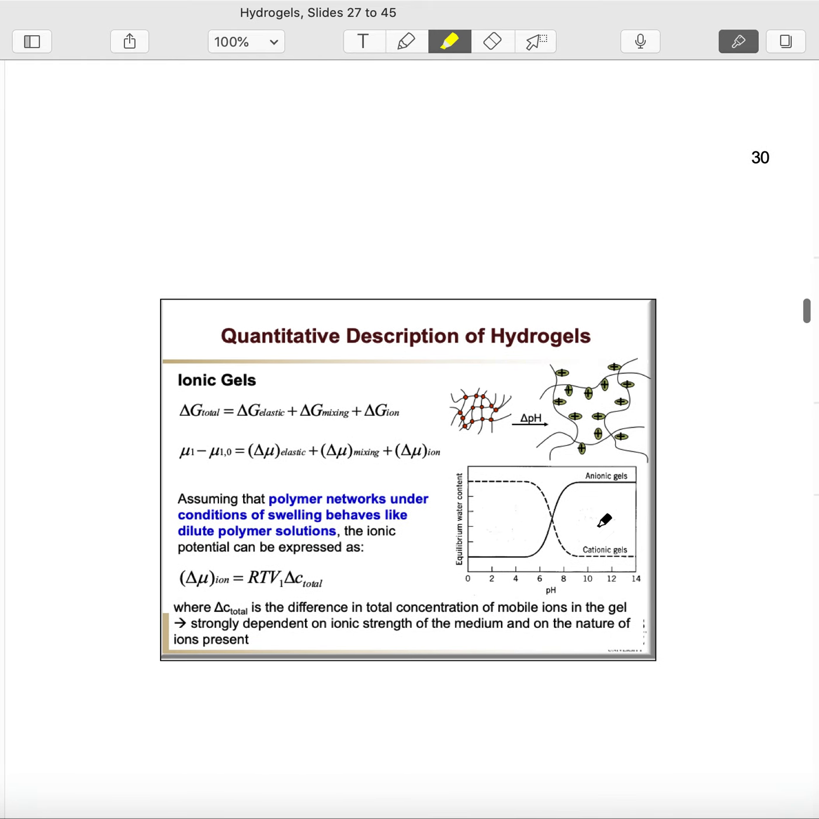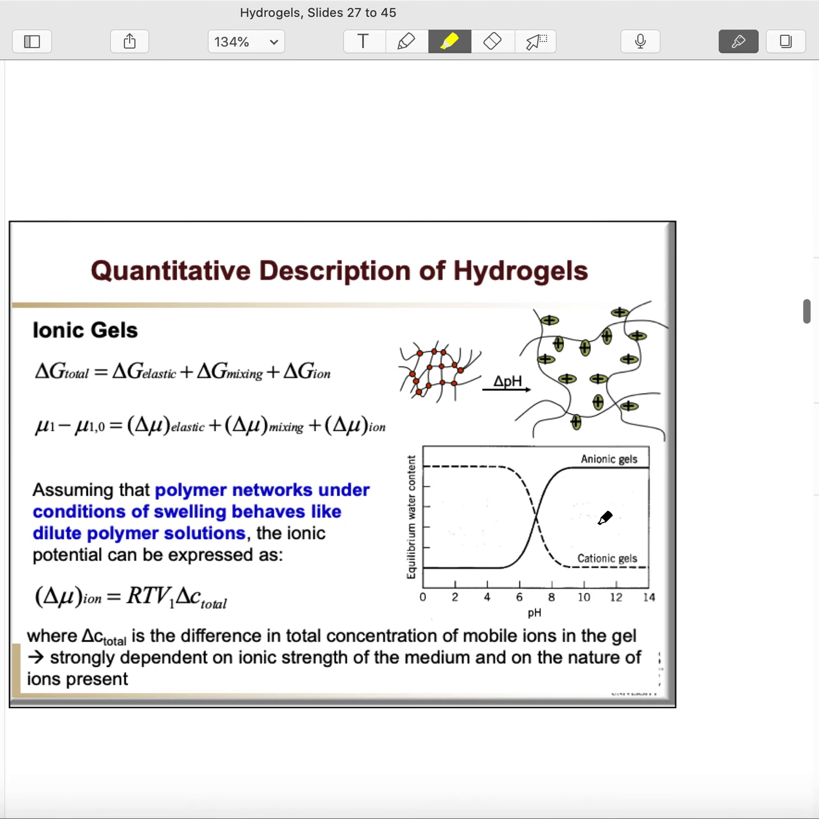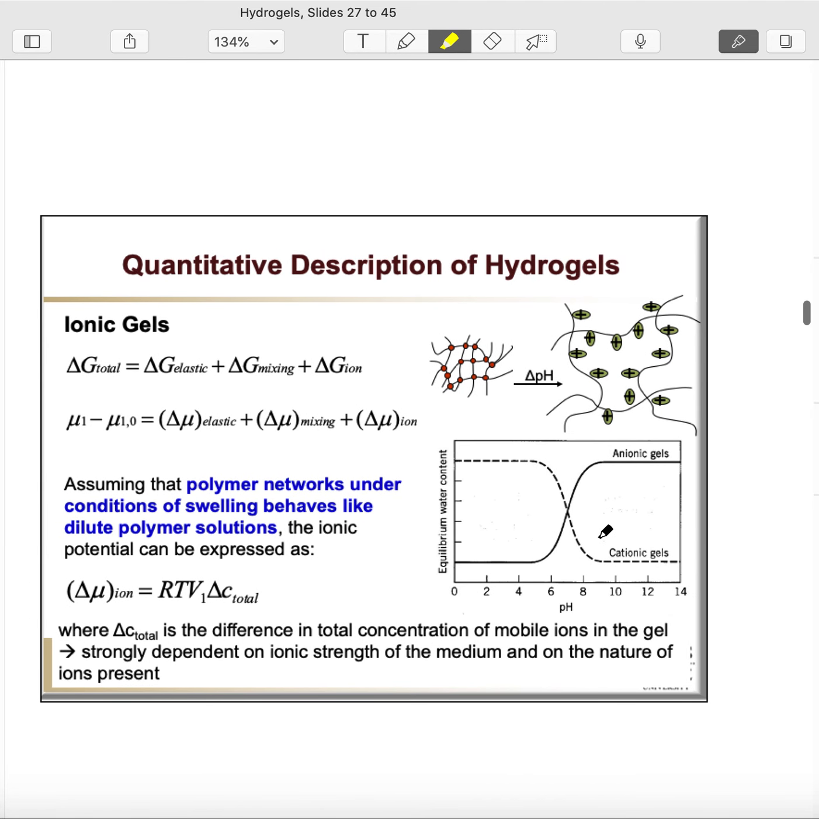From there, now we go to the calculations for ionic gels. So for ionic gels, now we have one more component. No longer do we just have the elastic component and the mixing component. Now we also have an ionic component, which has to do with the ability of those hydrogel chains to repel one another as a function of charge, right? As we know, if the hydrogel polymer system is in its charged state, what we're going to have is repulsion between the chains and thereby swelling.